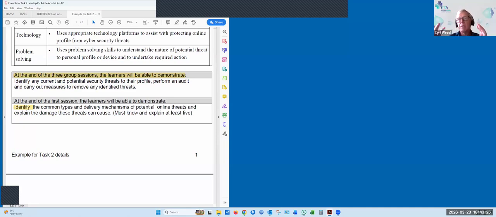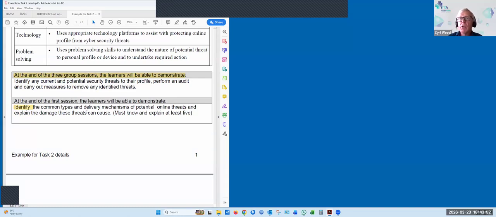And they will identify. And in this case, the actual unit of competency says they must know and explain at least 5. So that's what I would do. We'd have some questions or instructions so they can identify at least 5 potential threats. So they better write them down and explain what they are. So that's why an active verb at the beginning of a learning outcome is very important.